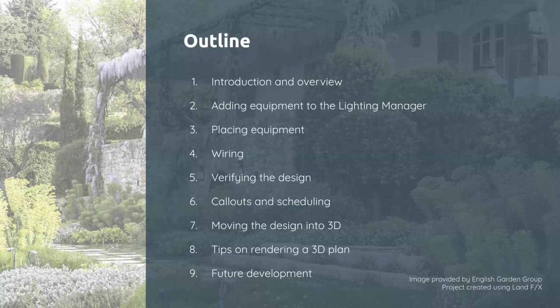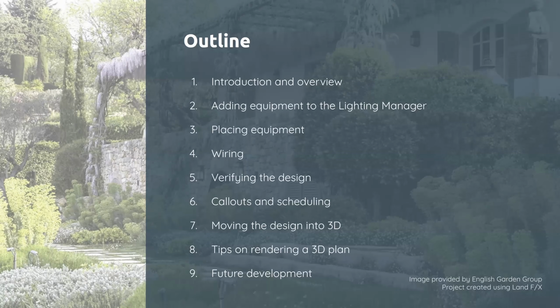So let's go on to the outline for the day. Starting up top, we are going to be giving an introduction and overview. And then we're going to move into CAD, where we'll add some equipment to the lighting manager. I'll show you all the new features of the lighting manager. And then we'll move on to placing that equipment into a plan and some neat tools that coincide with that. And then we're going to move on to wiring. We're going to wire up all of our equipment.